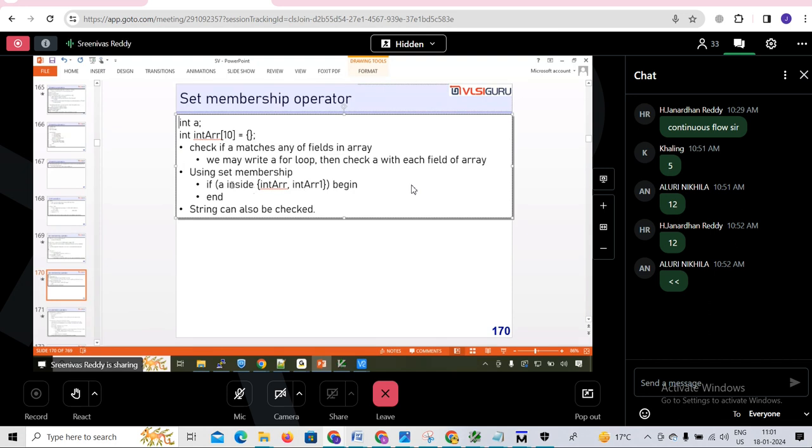You can even check a string. This is a string. You can check with a string array, individual string, everything. This is about the set membership operator. So if it is there, the if condition will be true. If it is not there, the if condition will be false. The set membership operator will return either 1 or 0. When will it return 1? If the element is there in the set. When will it return 0? If it is not there.